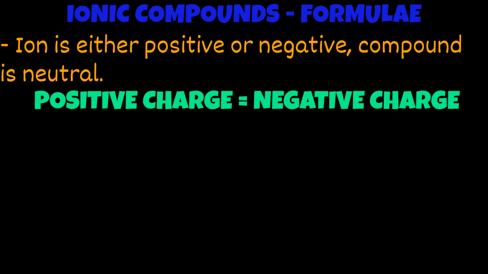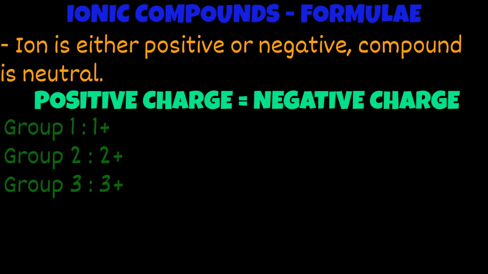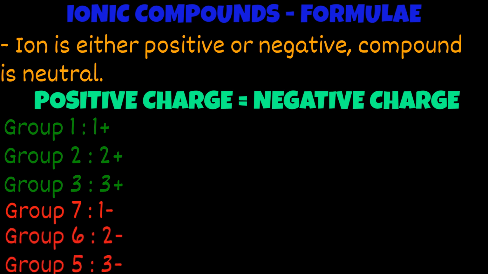Now that we know that, we should see how we can work out the charge of an ion. An element in group 2 has 2 electrons in its outer shell. So it will lose 2 electrons and form a 2+ ion. With that in mind, take a look at this list. Group 1 element would mean a charge of 1+. Group 2, a charge of 2+. Group 3, 3+. Group 7 elements would have a 1- charge on its ion, since group 7 elements gain an electron. Group 6, 2-, and group 5, 3-.